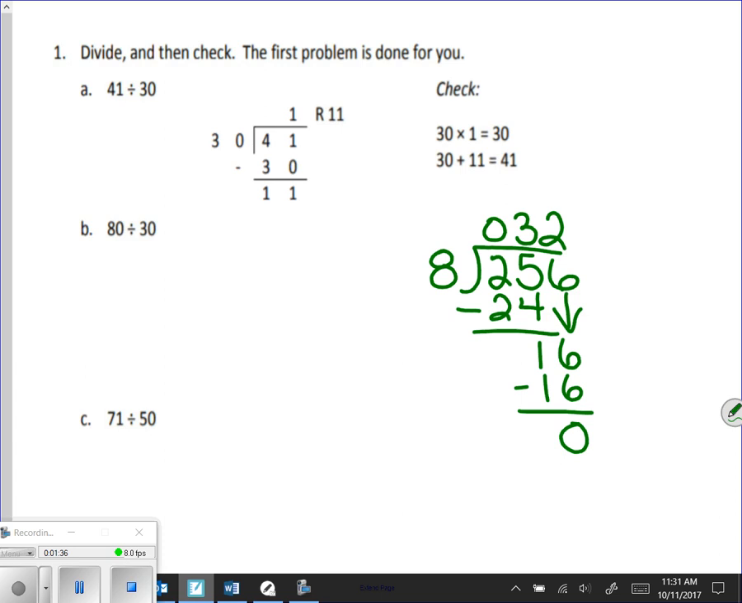So I can check. This is the check part of division. I take the number on the roof, multiply it by the number in the yard. I should get the number in the house. So 8 times 2 is 16. Carry the 1. 8 times 3 is 24 plus 1 is 25. So I should get this. So that's how you do it when you have a 1-digit number on the outside.